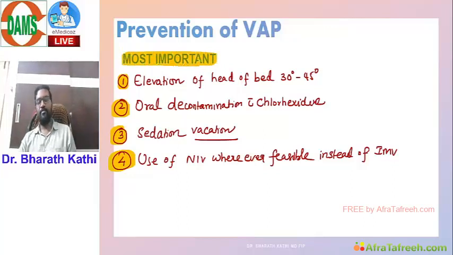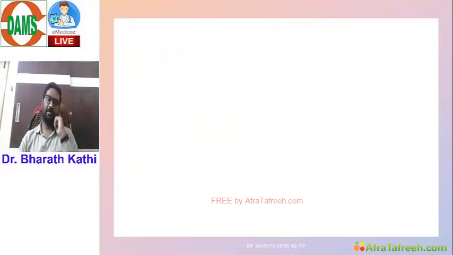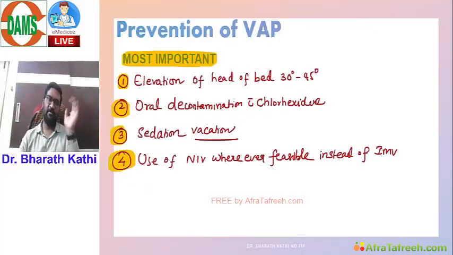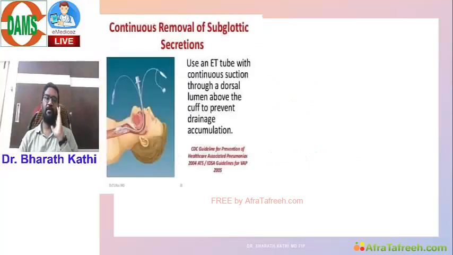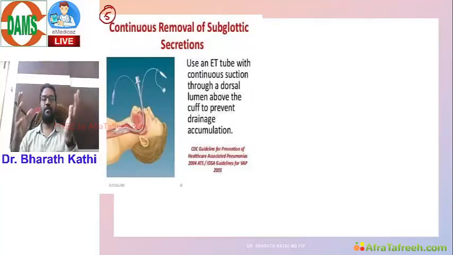Now, apart from this, there are a few other strategies which have intermediate level of evidence. They do not have a high level of evidence, only intermediate. So these are now 4. Now let us see number 5. Number 5 is continuous removal of subglottic secretions. We have discussed this earlier.